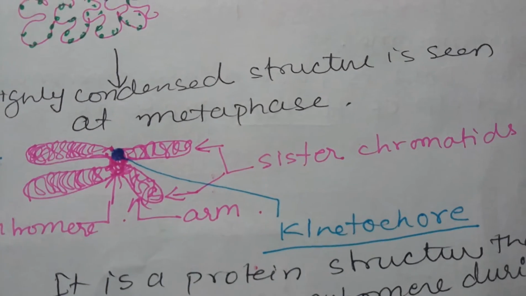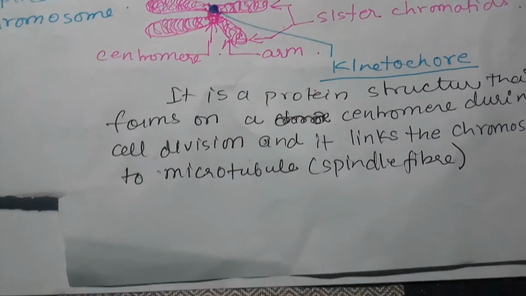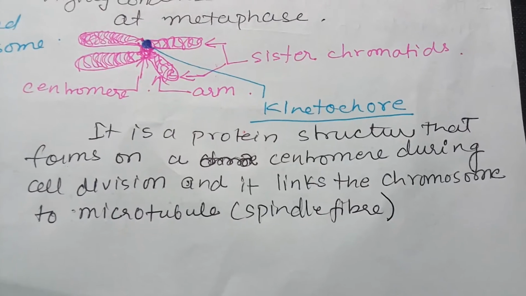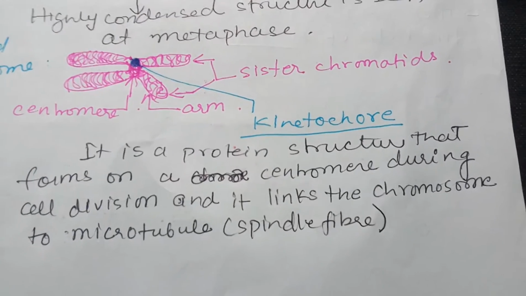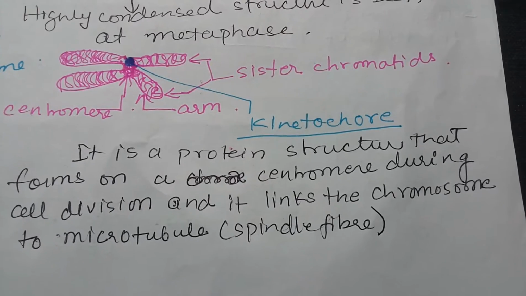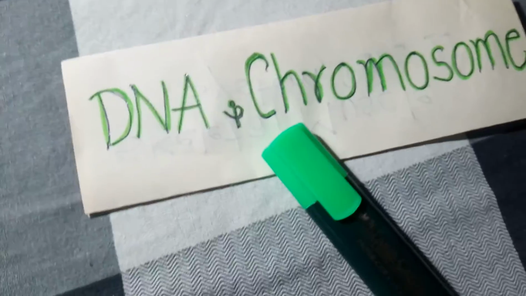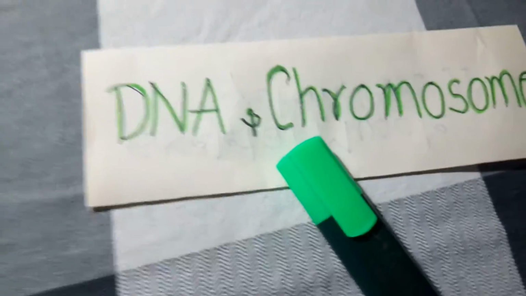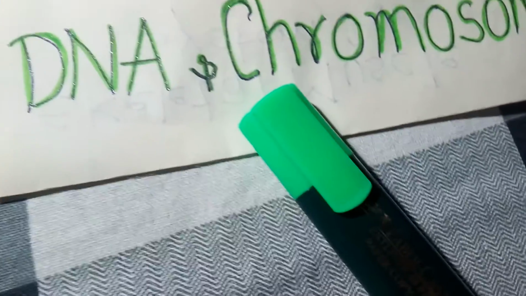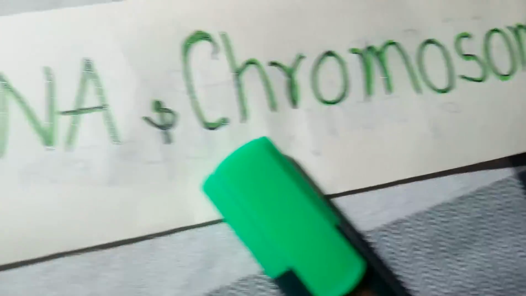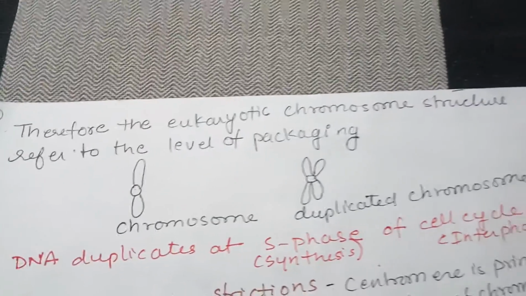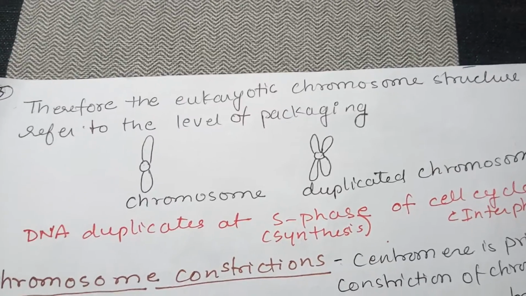Now here you will see a spot called the kinetochore. It is a protein structure that forms on the centromere during cell division, and it links the chromosome to the microtubules, that is the spindle. So this is something we have discussed in cell division. Now, let's see how the eukaryotic chromosome is structured.